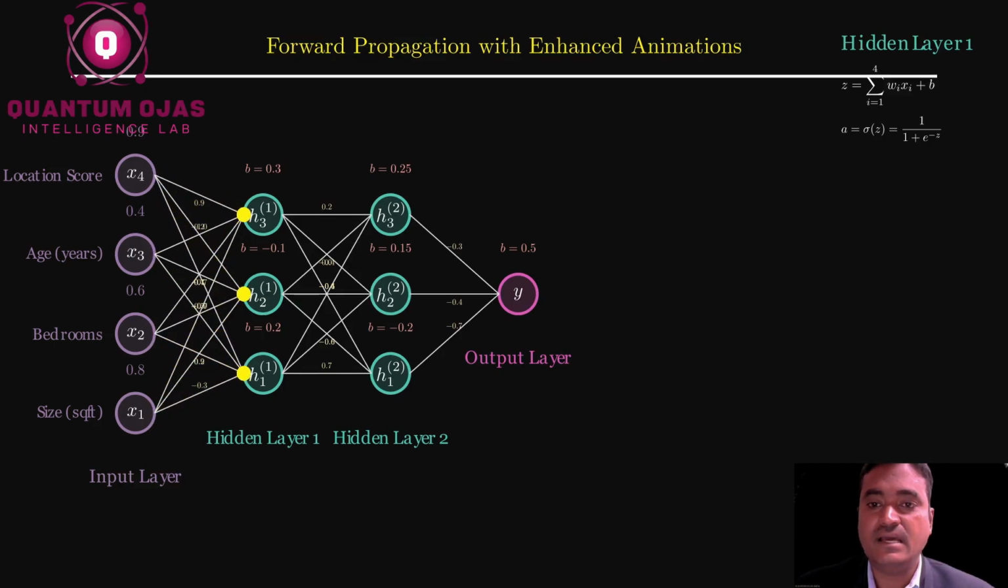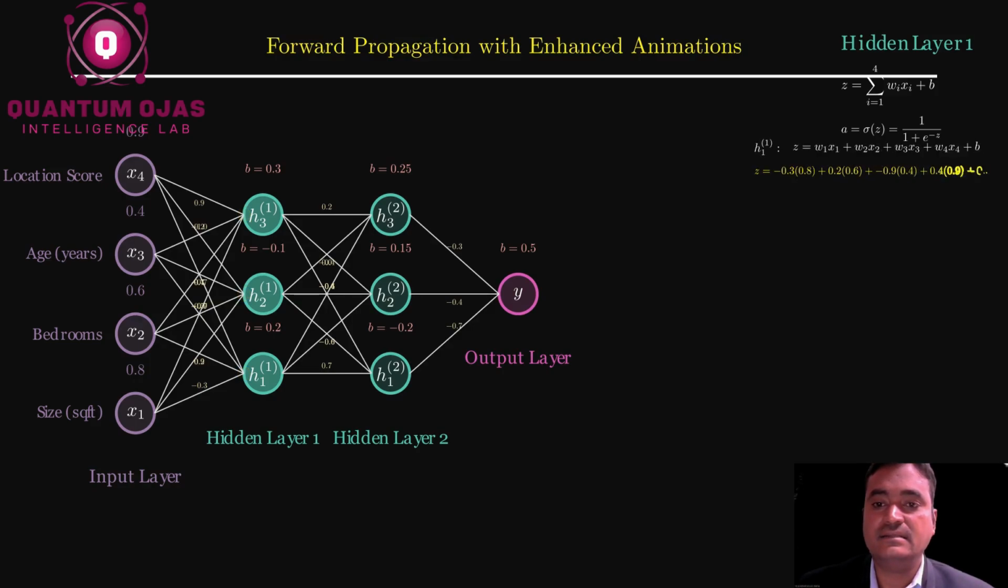Moving right, we have 3 teal-colored circles forming our first hidden layer. Think of these as the network's first level of understanding. They are connected to all 4 inputs through gray lines. Each line has a small yellow number. These are the weights, which tell us how important each connection is. Some weights are positive, some are negative, showing different relationships between features.